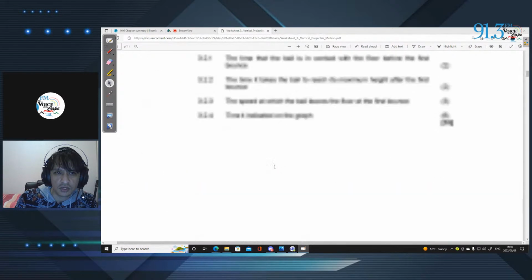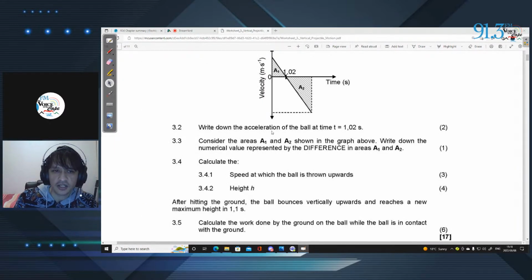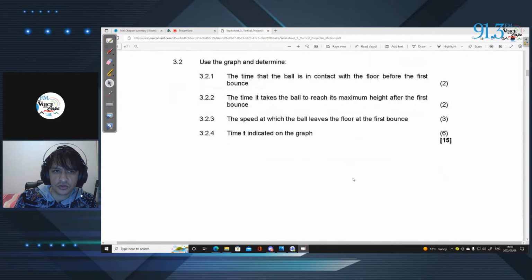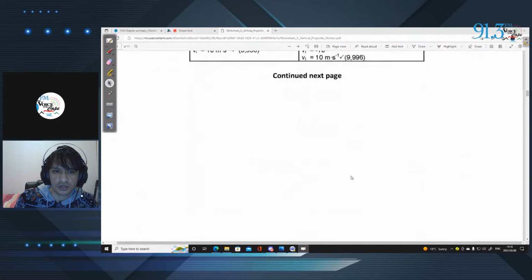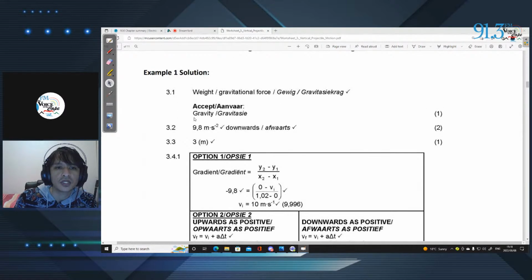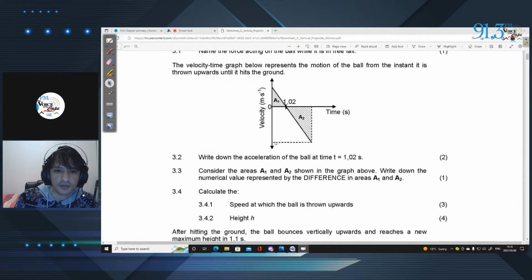Well, am I looking at the right question? Give me a second. 3.2, write down the acceleration of the ball at time t equals 1,02 seconds. Yes, we're calculating acceleration. Let's just see here, 3.2. Oh, sorry. 3.1, yes, is with gravity, 9.8 meters per second downwards. Oh, my apologies. I'm so silly. Okay, right. The acceleration will remain constant.